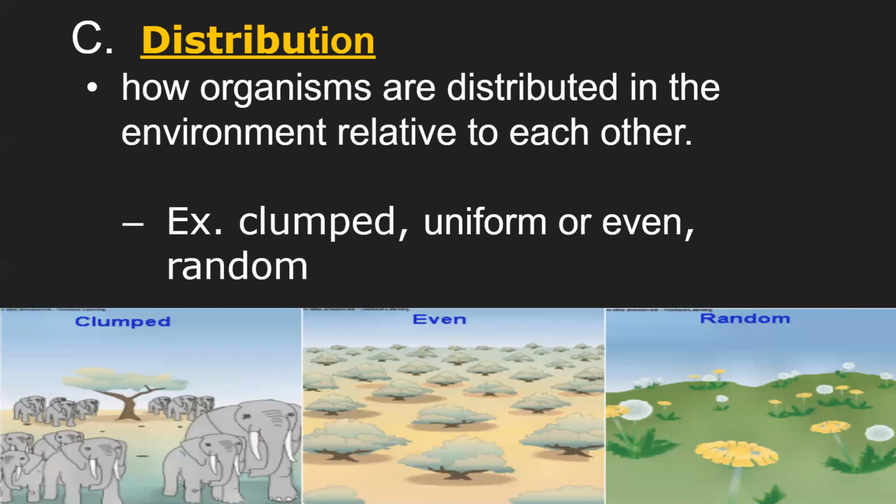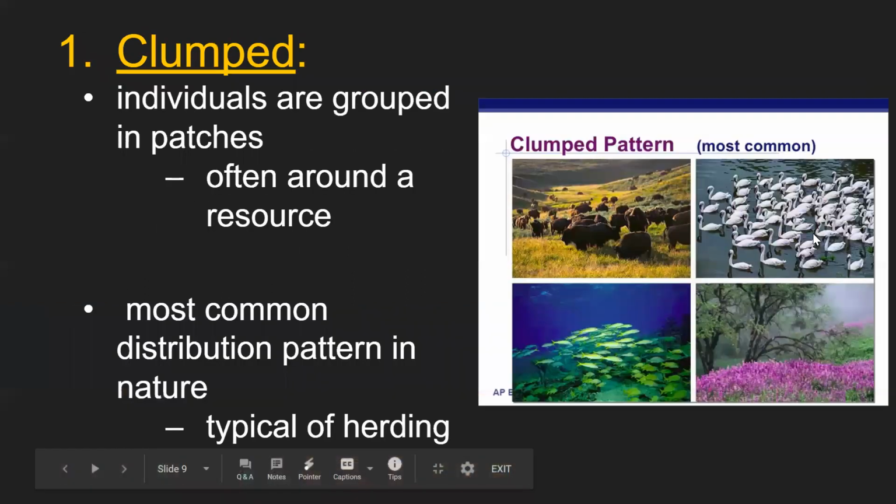Population distribution is another thing we talk about. And that's how organisms are distributed in their environments relative to one another. So organisms could be clumped together. They could be evenly distributed in their environment, or they could be randomly distributed in their environment. And down here are examples of those and what they look like.